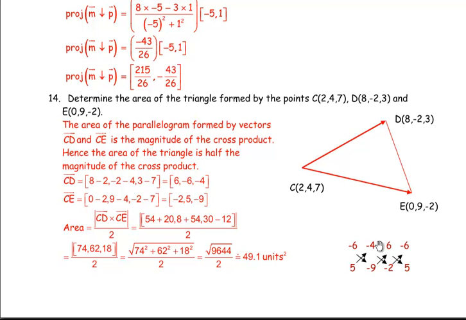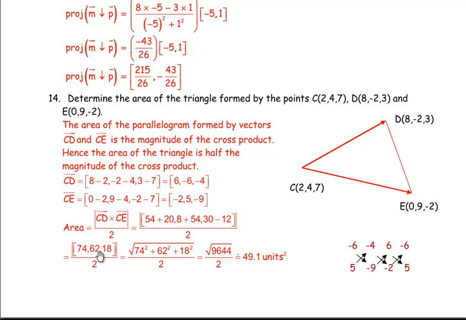So this is the system I normally use. So I'll write down negative 6, negative 4, 6, negative 6, right there. And then 5, negative 9, negative 2, 5, right there. And so to calculate the cross product, I go negative 6 times negative 9, which is 54, minus this product. So minus negative 20 is the same as plus 20. Negative 4 times negative 2 is that 8 right there, minus negative 54, so plus 54. And then 6 times 5 is 30, and then minus this product, so minus 12. So 54 and 20 add to 74, 8 and 54 add to 62, and 30 minus 12 is 18.